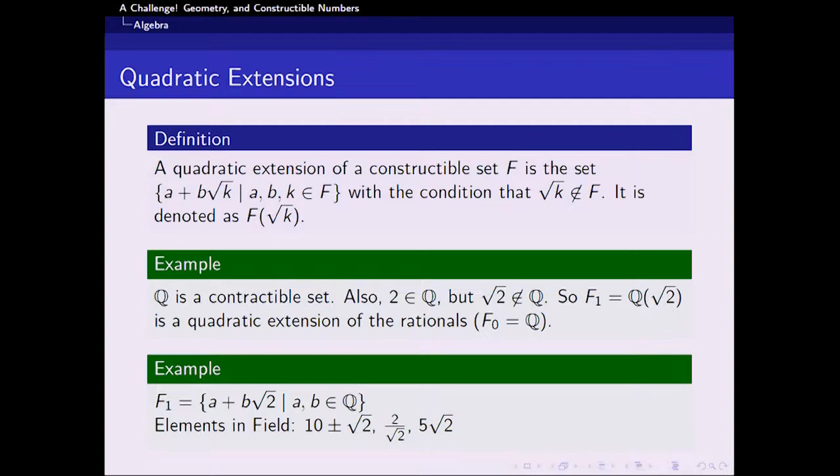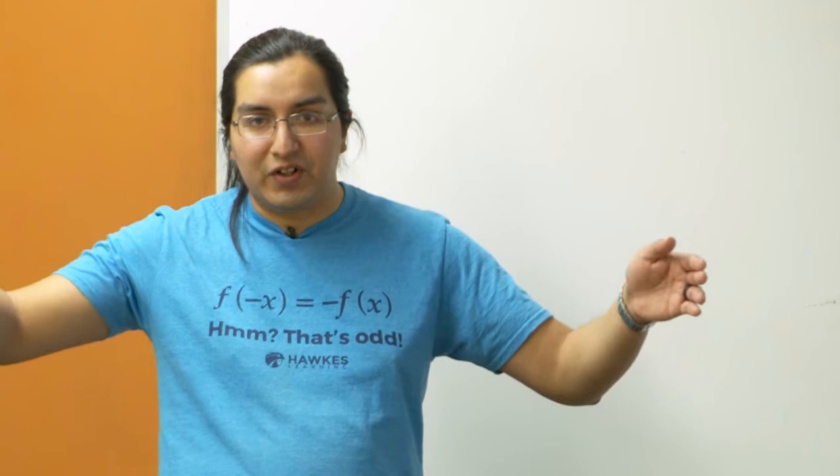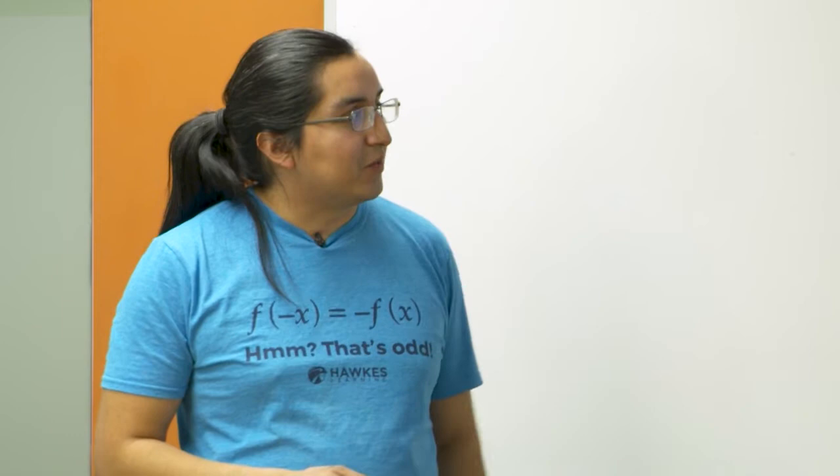Products, for example, 5 times root 2 would be a new element in that field. And so the idea here again is that you take a field and you throw a number in there that's not already in there to make a slightly bigger field. And that's what a quadratic extension is, at least in terms here.